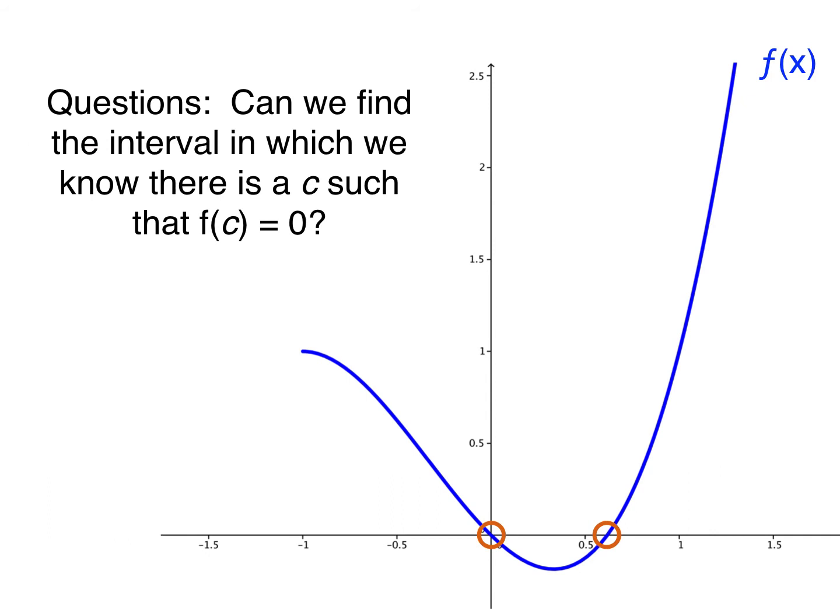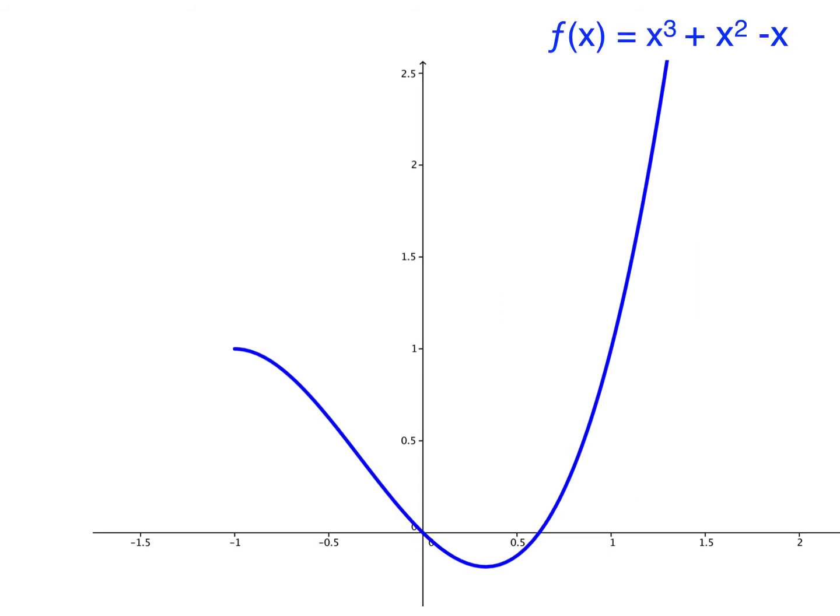So the question is, can we find the interval in which we know that there is a c such that f of c is equal to 0 for this function? What we notice in this particular case is that there are actually two zeros for this function, and I have them circled there with the orange circles. We would have to isolate one of the zeros. So let's consider the 0 on the right-hand side. We know that we have to check and see that f of a times f of b is less than 0.